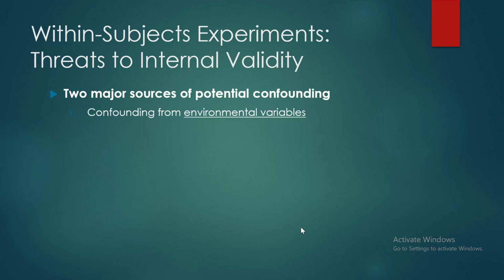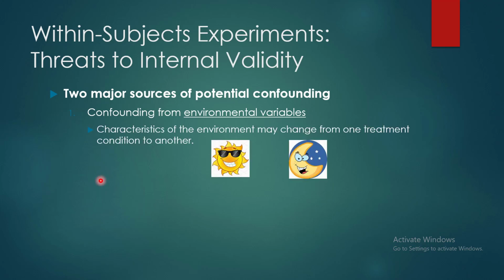And we talked about this a little bit when we talked about between subjects designs. Basically, the idea is that something in the environment might change from one treatment to another. Maybe you run some of your experiments during the daytime and others at night, and perhaps that has an effect on your dependent variable. Or last fall, we had this issue of some extremely rainy days.